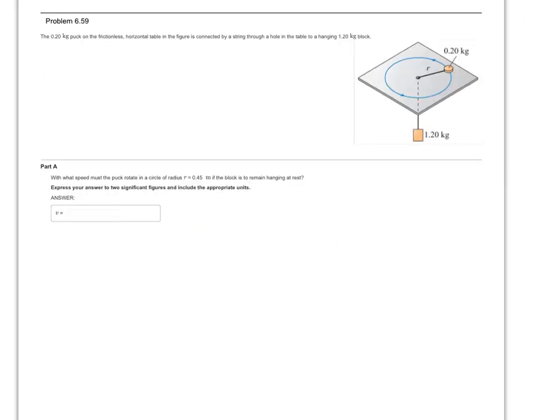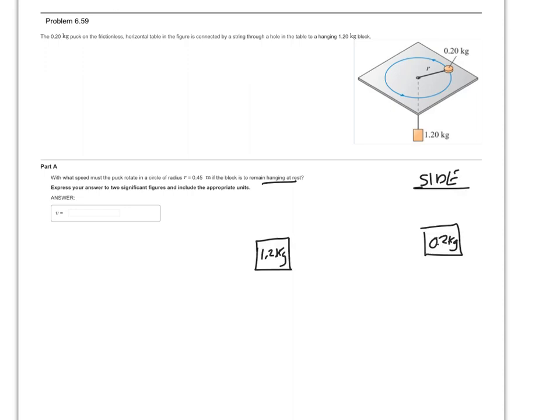Moving on to this next one here, I have a situation where I have a puck going around in a circle on a frictionless table, and it's connected to a string, which is connected to a hanging mass, and that hanging mass is stationary. Okay, I'm told the hanging mass remains at rest. So what I'm going to do is I'm going to first set up my free body diagram, both for my puck and for that hanging mass.